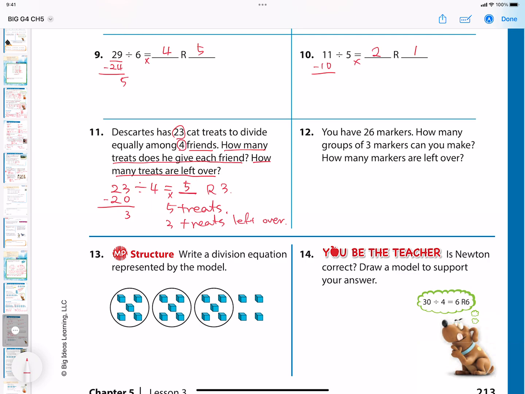Okay, now number 12. You have 26 markers. How many groups of 3 markers can you make? How many markers are left over? That means you need to divide this 26 into groups of 3. Which number is closer to 26 but not greater? Yes, 8. 3 times 8 is 24. What's the difference? 2. So the remainder is 2. So you can make 8 groups and 2 markers left over.